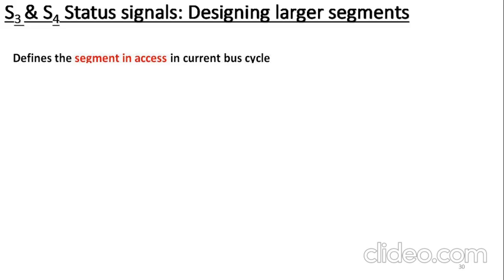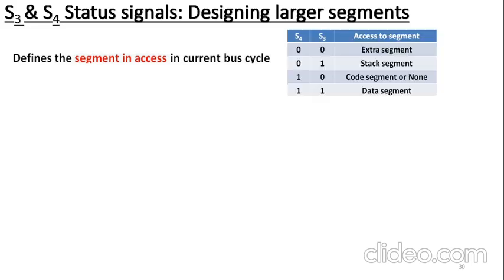This bus cycle might be referring to one of the segments, and which segment is now being accessed by the processor is indicated by the S4 and S3 status signals. You can observe it. Deliberately, S4 is shown on the left side in this table and S3 on the right side, because S3 is the lower bit and S4 is the higher bit. So higher bit on the left side, lower bit on the right side, so S4, S3.